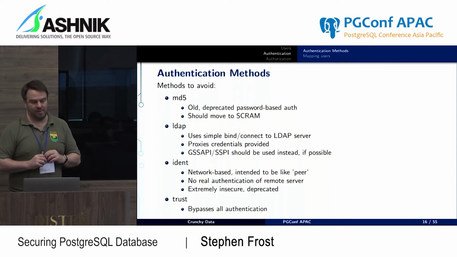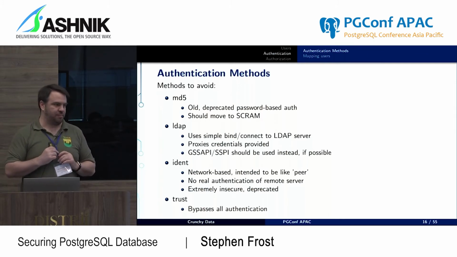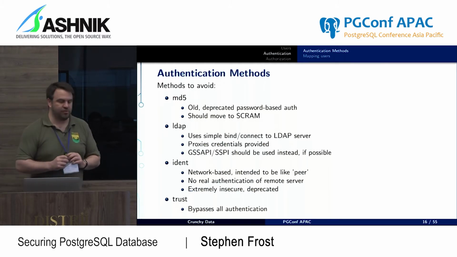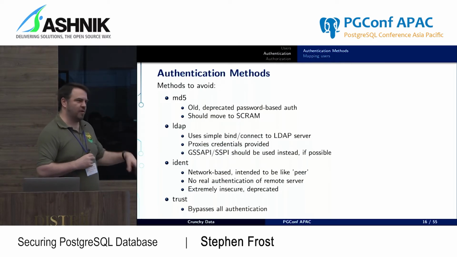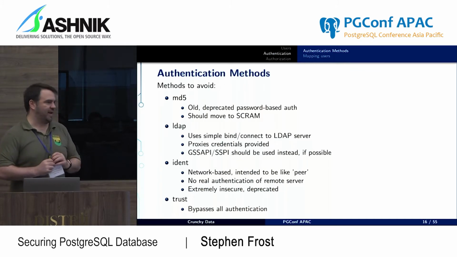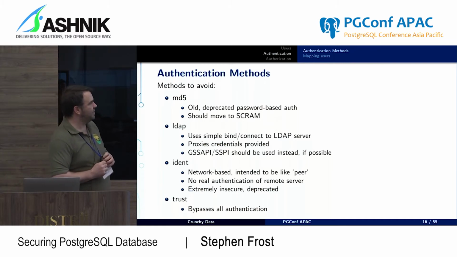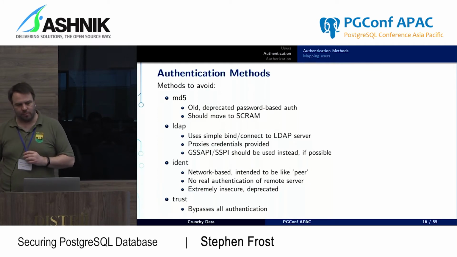IDENT is just completely insecure. It wants to be like a network-based peer, but it doesn't work at all. There's no security there at all. It's also been deprecated. And then trust is essentially just bypassing all authentication. So there are some very specific use cases where you might use trust, but I don't typically like it. I would rather use peer if you're in an environment like that. So those are all the different authentication methods that Postgres supports.